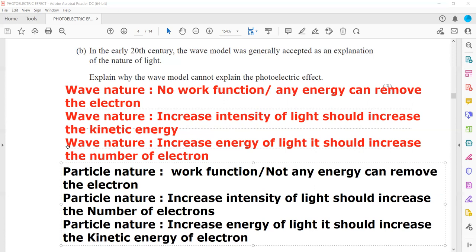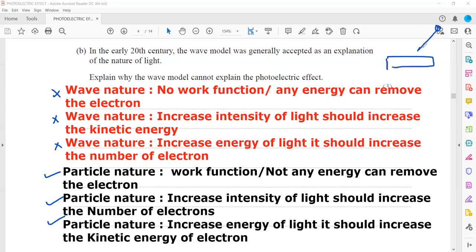So practically, when we compare the theory of wave and particle nature with the practical results, we observe that all the results proposed by particle nature are valid, but for wave nature the results are not valid, it does not happen. This is what we observe. That's why we say that light has a particle nature whenever we try to explain the photoelectric effect. So light in the form of photons falls on the metal and the electron will come out.